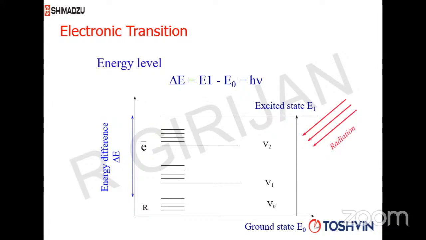Even if UV radiation is falling on the sample, the radiation will simply pass through. It will not get absorbed. Those types of samples are called UV transparent samples. I can give an example: carbohydrates.